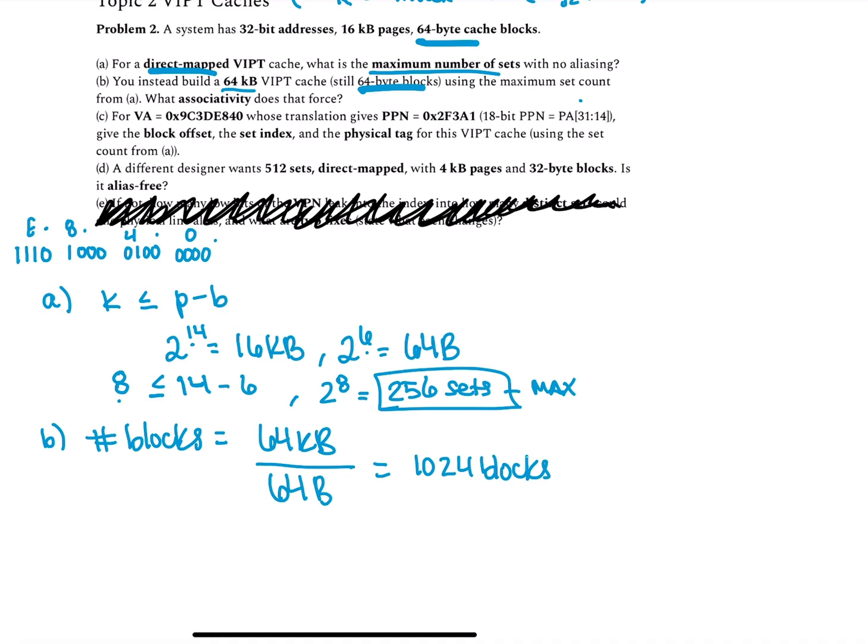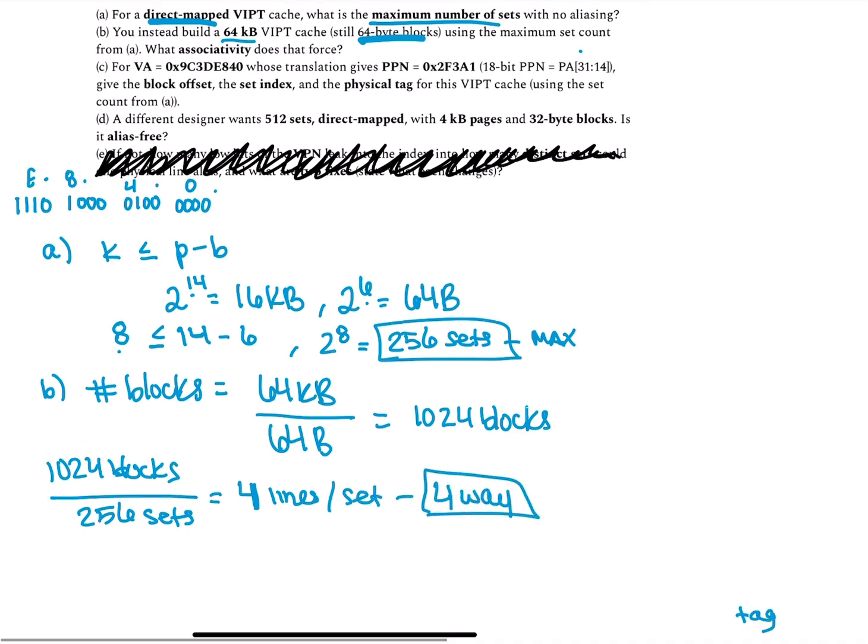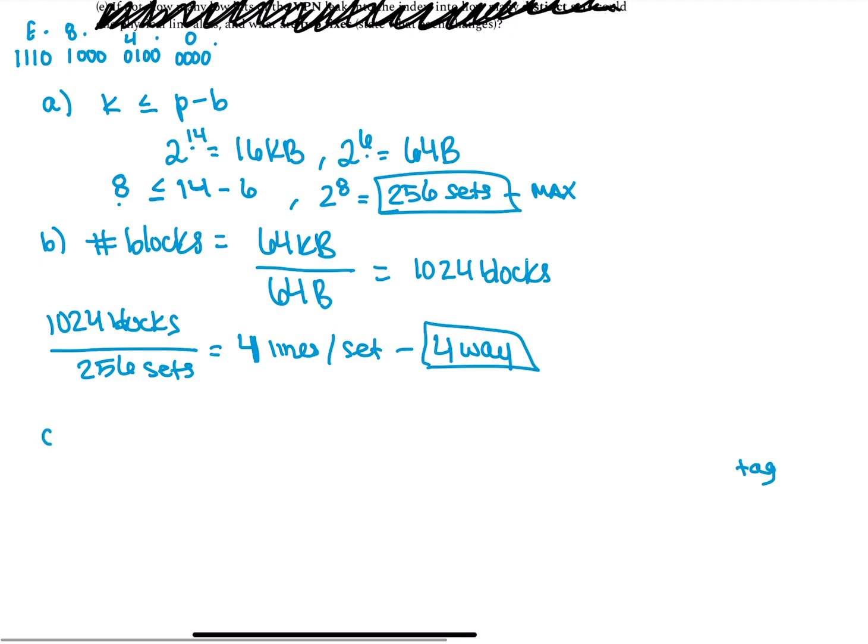And with that, 1024 blocks, if we divide by 256, which is our sets, we get approximately 4 lines per set, which is our associativity. This is 4-way. That's how you do it every time.